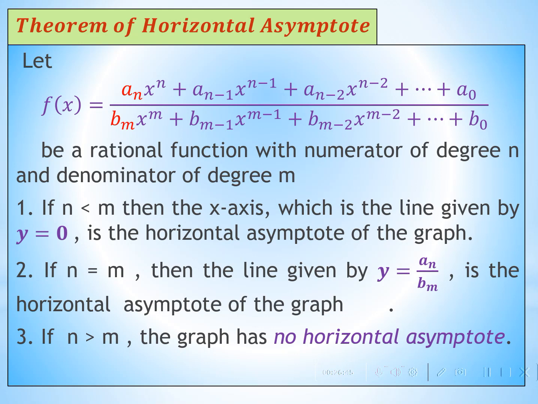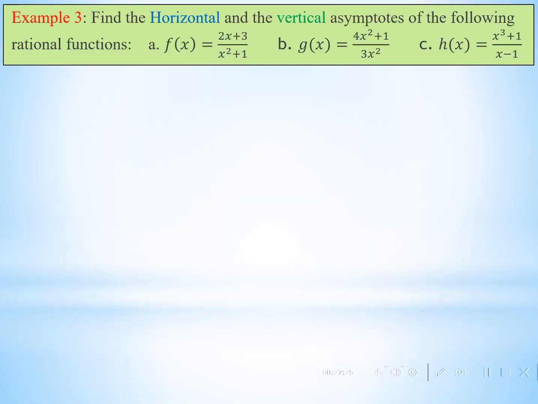Therefore, to get a horizontal asymptote, the degree of the numerator must be less than or equal to that of the denominator. n less than m gives y equals 0 as a horizontal asymptote. n equals m gives y equals a_n over b_m as a horizontal asymptote. So your task is to investigate the degree of the numerator and the denominator to determine the equation of the horizontal asymptote. It's a very easy task. Let's see this example.